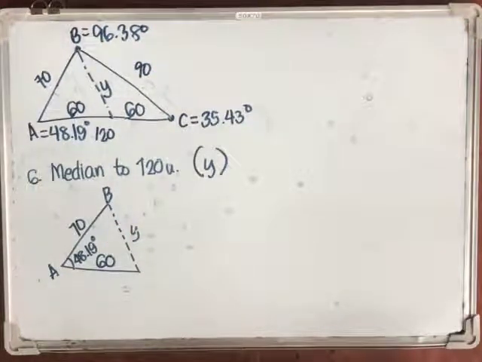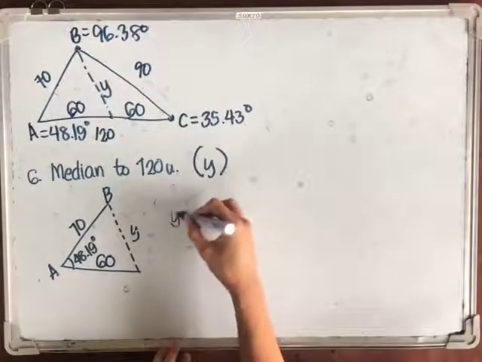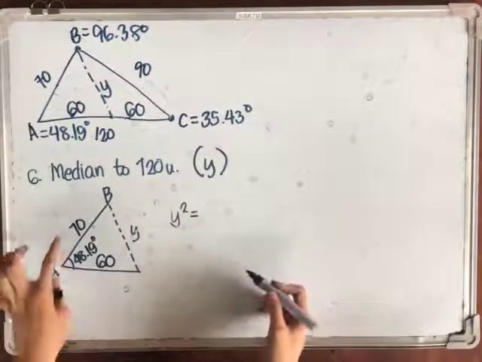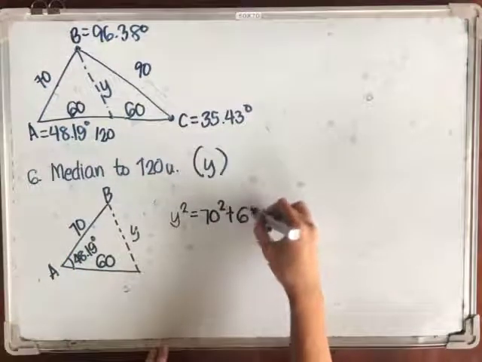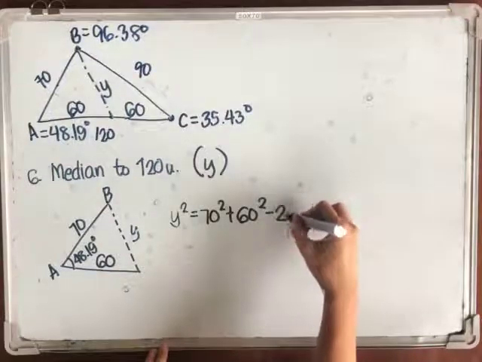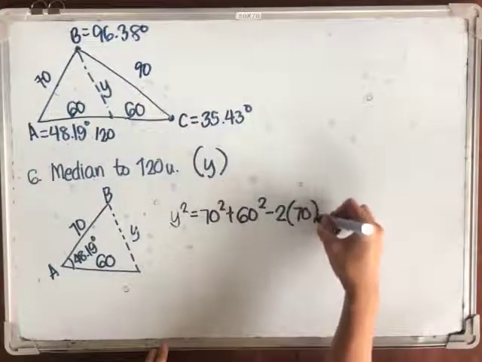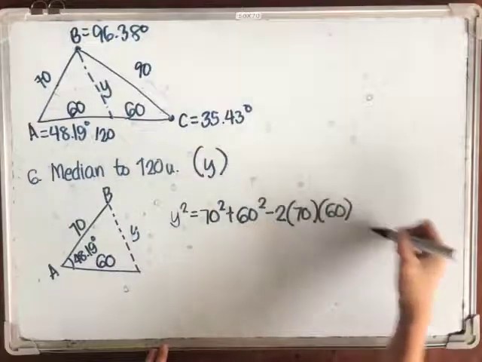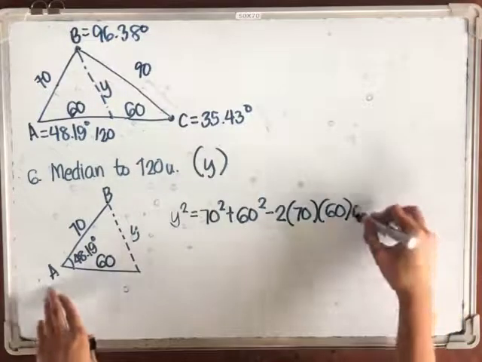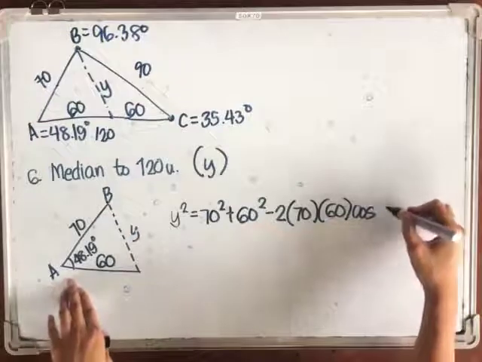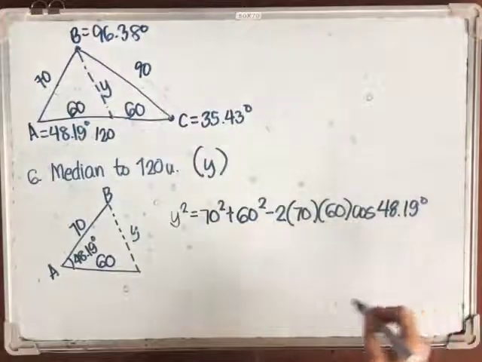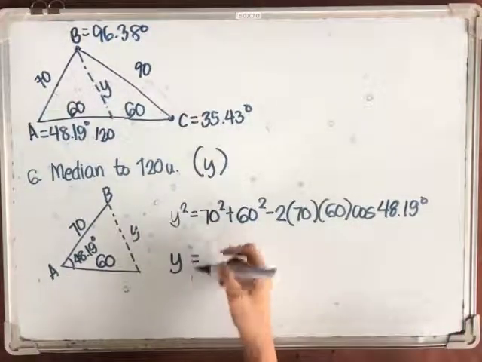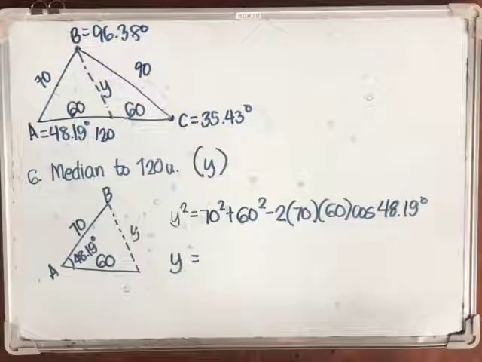How does cosine law go again? We have the side y squared is equal to 70 squared plus 60 squared minus 2 times 70 times 60, times the cosine of angle A. In this case, we have 48.19 degrees. So, we compute that, and then taking the square root, we should have how much?